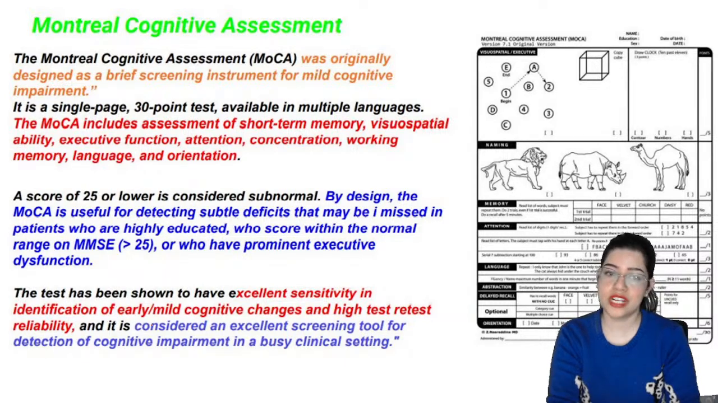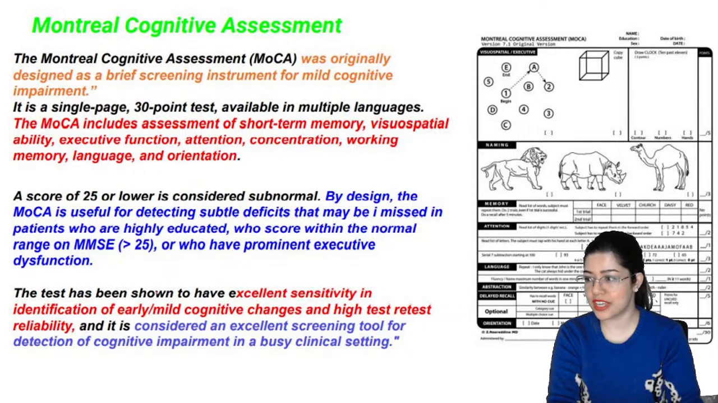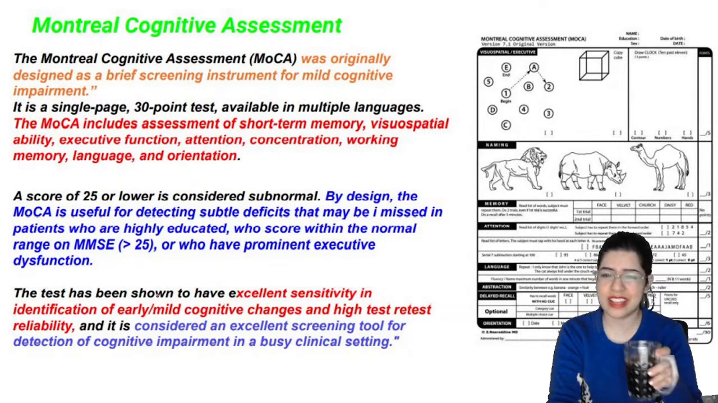All right, Montreal Cognitive Assessment. I have told you about this also. Now tell me one thing. What is this better for? Does this check for executive function or not? Does it check for executive function? Tell me.